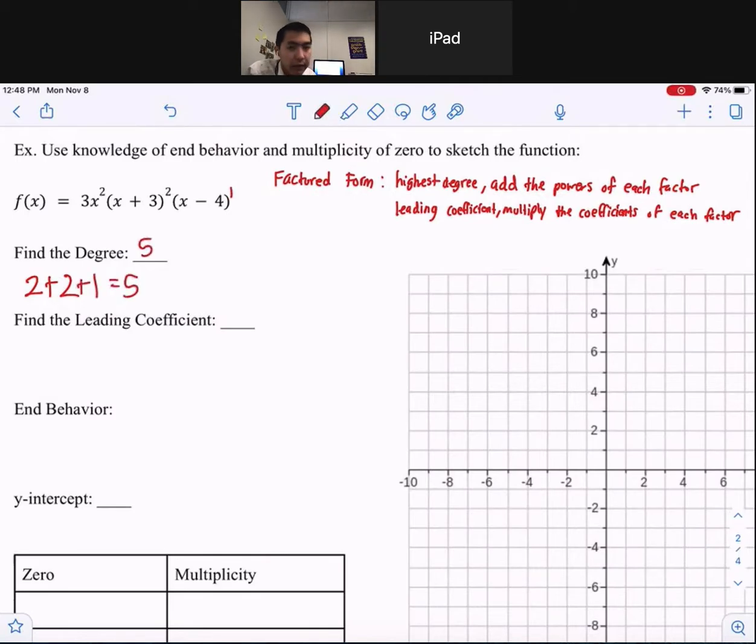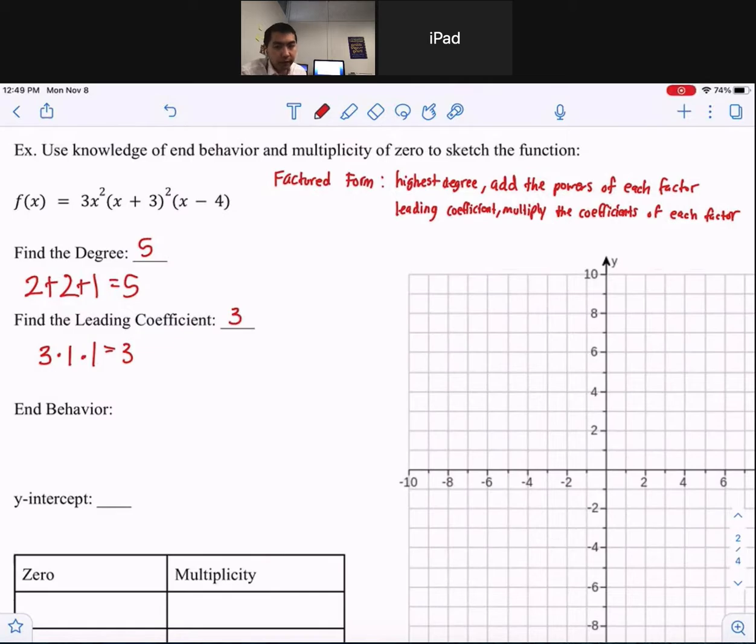So this will give you your highest degree. Okay? Now let's look at your leading coefficient. To find the leading coefficient of factored form, you gotta multiply the coefficients of each factor together. So what's the coefficient here? It's 3. What's the coefficient for this one? It is 1. That is the coefficient from the x, so times 1. What's the coefficient here? It is 1. So 3 times 1 times 1 is 3. So that's our leading coefficient.